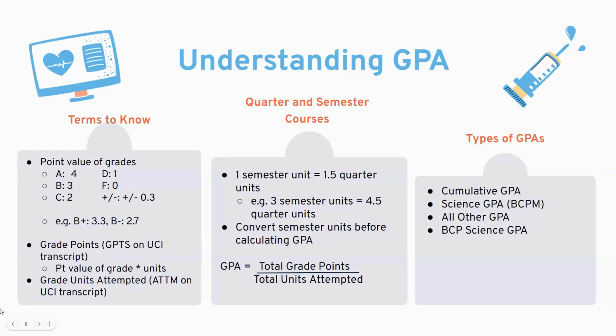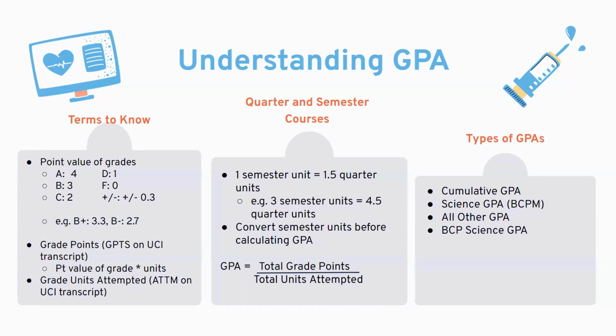Then you'll see the grade units attempted. So it's spelled out completely at the bottom of your transcript, but in each quarter it is listed as ATTM on your UCI transcript. And these are important to know because how you calculate your GPA is to take those total grade points that you have added up and divide that by the total number of units you've attempted for a grade. And that's why it's important to know where to look on the transcript because there are unit totals there that will show things like pass, no pass. And that's not what you want to use for calculating your GPA.